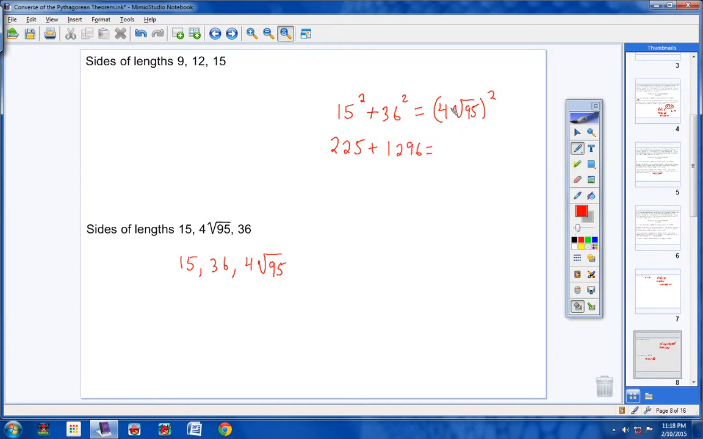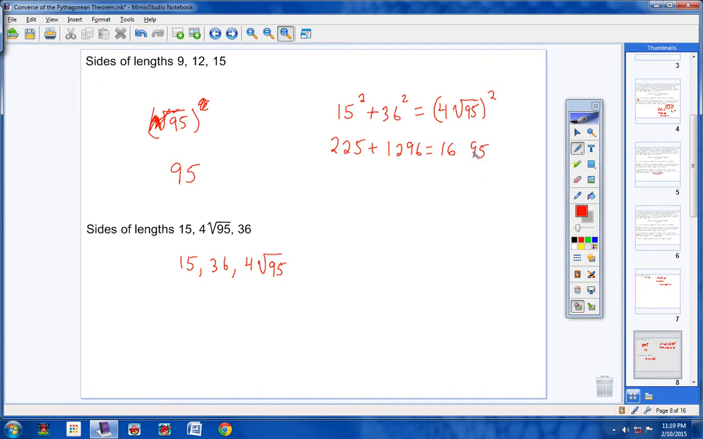When you square this, you square both parts. So when you square 4, 4 times 4 is 16. Anytime, please learn this shortcut now, students. Anytime you square a square root, you cancel out the square root, thus leaving you with a number on the inside. So when I square the 4, I get 16. When I square the square root of 95, I get 95.